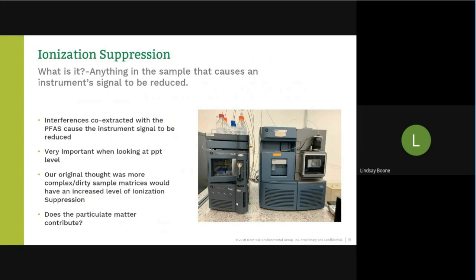Now, a side note that we came across when we were looking at this study was ionization suppression. So what is ionization suppression? Essentially, it's anything in the sample that causes an instrument signal to be reduced. This is really important for PFAS because you're trying to analyze things at a tiny level, parts per trillion, which is like a grain of sand in an Olympic-sized swimming pool. Ionization suppression can be thought of as any interference that's co-extracted with a PFAS that can cause a signal to be reduced. Our original thought was that more complex or dirty sample matrices would have an increased level of ionization suppression compared to a clean homogeneous matrix like drinking water. So does that particulate matter contribute?